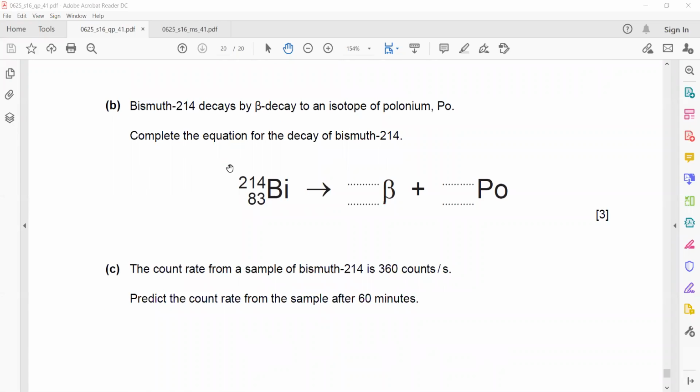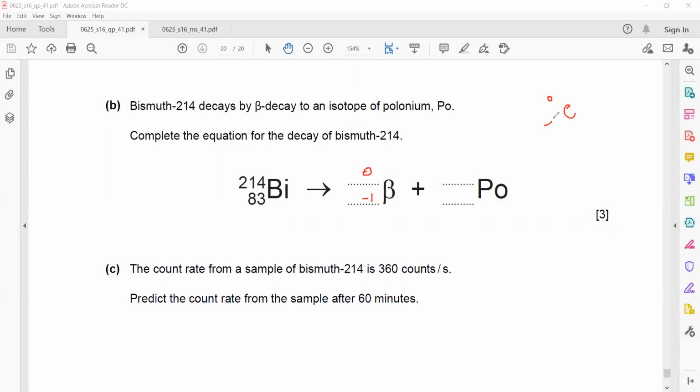Then bismuth-214 decays by beta decay to an isotope of polonium. Complete the equation for the decay. When there is a beta decay, the atomic mass remains the same and the atomic number increases by 1. And what is the symbol for beta? It is 0 and minus 1. So what will be at the top for polonium? This beta or electron is the same thing.